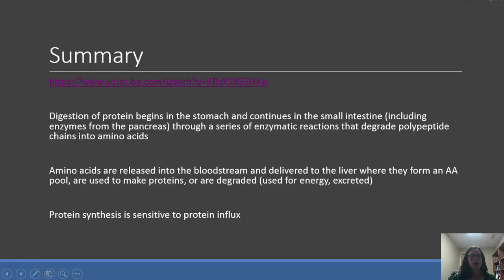Okay, so to summarize, digestion of proteins really begins meaningfully in the stomach and continues in the small intestine, including important enzymes from the pancreas, through a series of enzymatic reactions that degrade polypeptide chains into amino acids. These are then released into the bloodstream and delivered to the liver, where they form an amino acid pool, are used to make proteins, or are degraded for energy, and the amino group is excreted. And protein synthesis is sensitive to protein influx, which is regulated by insulin.